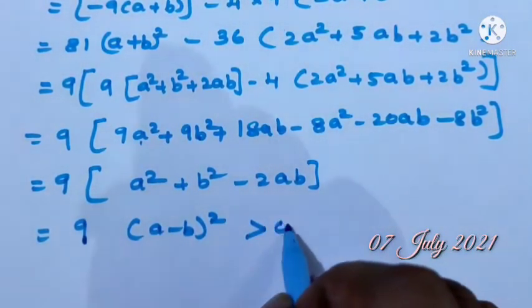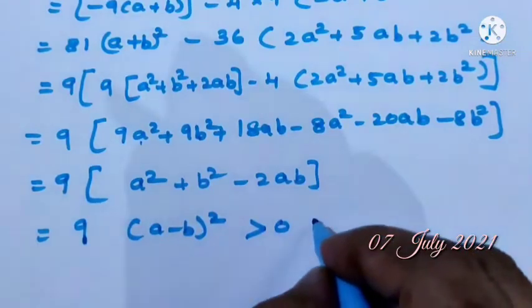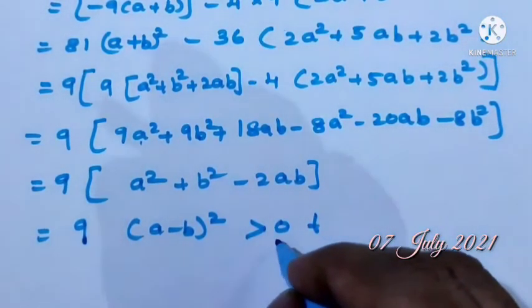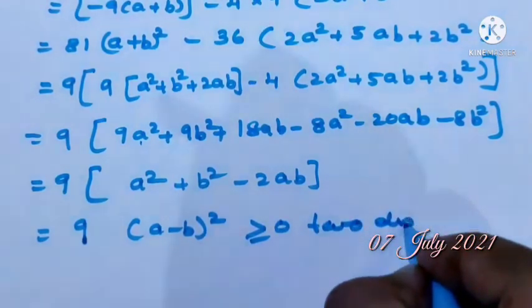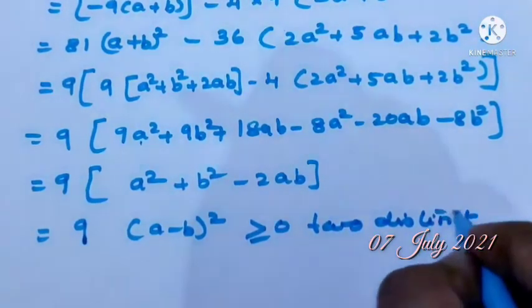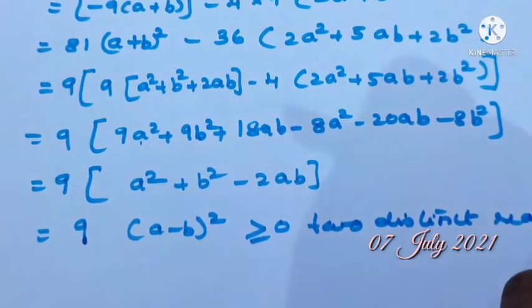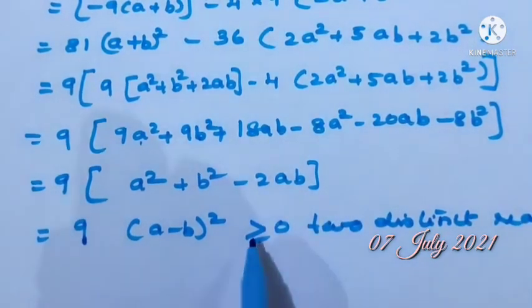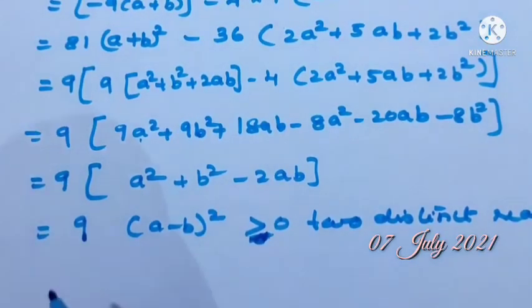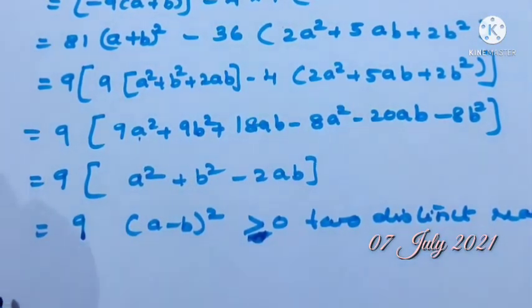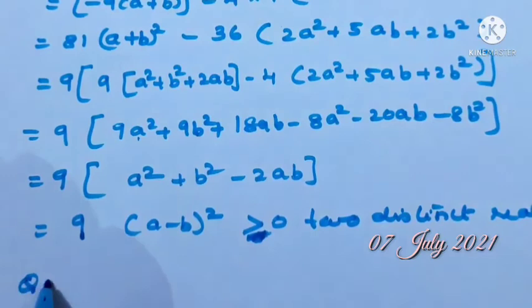Definitely a square term means it is greater than 0. So we can say greater than or equal to 0 also, we can do, distinct real roots. Square means greater than only, you write. Next, what is the next step? So the quadratic formula.